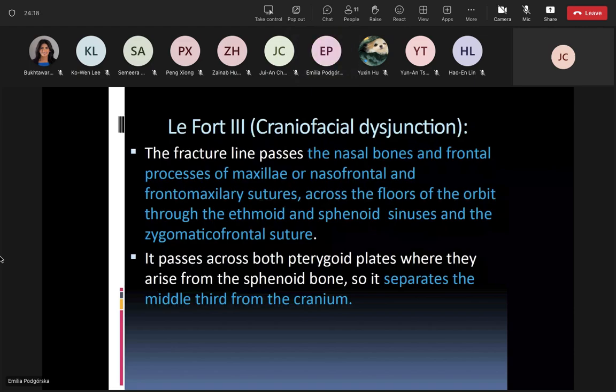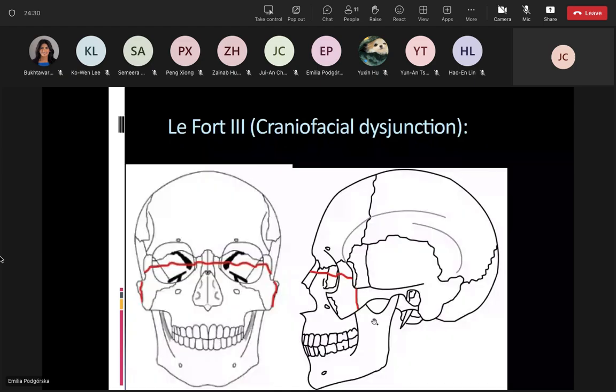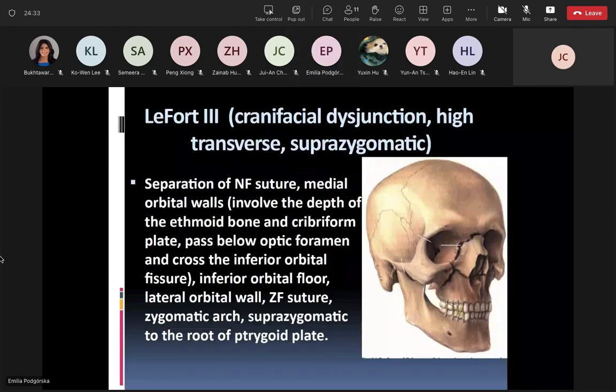This is schema method 3. Separation of the nasofrontal structure, medial orbital wall, involves the depth of the ethmoid bone and quadrilateral plane, part below the optic foramen and through the inferior orbital fissure, inferior orbital floor, lateral orbital wall, zygomaticofacial suture, zygomatic arch, and suprazygomatic root of the pterygoid plate.